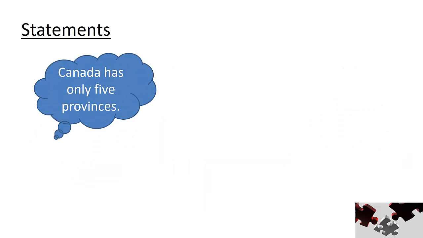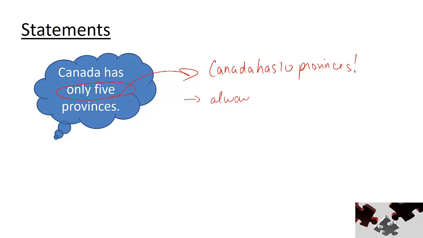Canada has only 5 provinces. Is this a statement? Well, we actually know that Canada has 10 provinces. This means that the sentence that we have is definitely false. Since this is a sentence that is always going to be false, we can conclude that it's a statement.